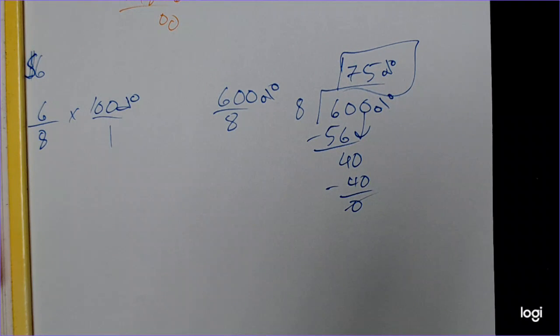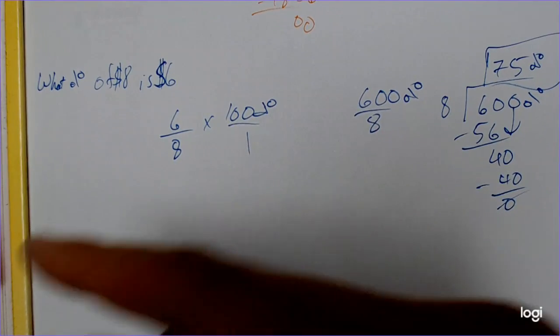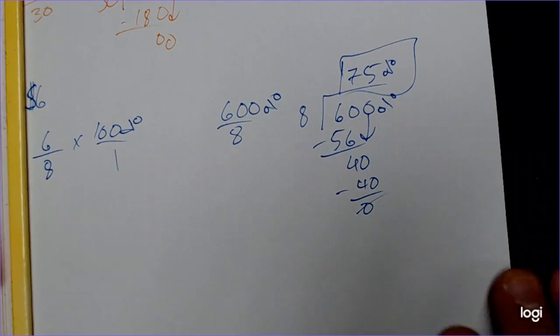So remember, it's just a two-step process. If we have to find the percent, turn your number into a fraction, then multiply that fraction by 100% to find the percent. Divide to simplify.